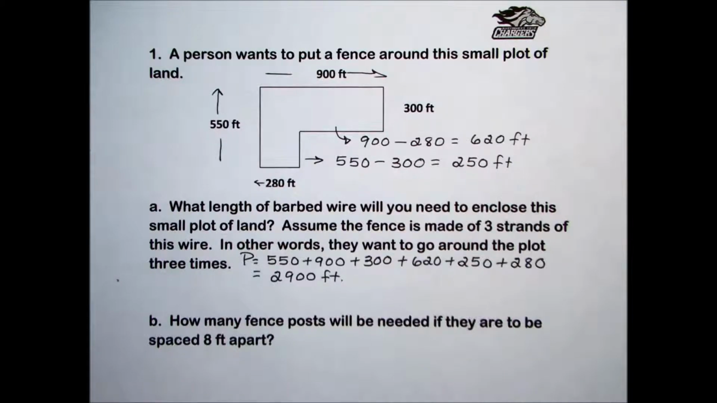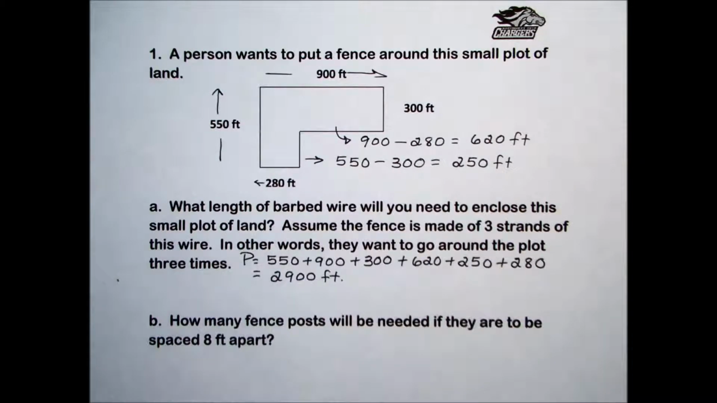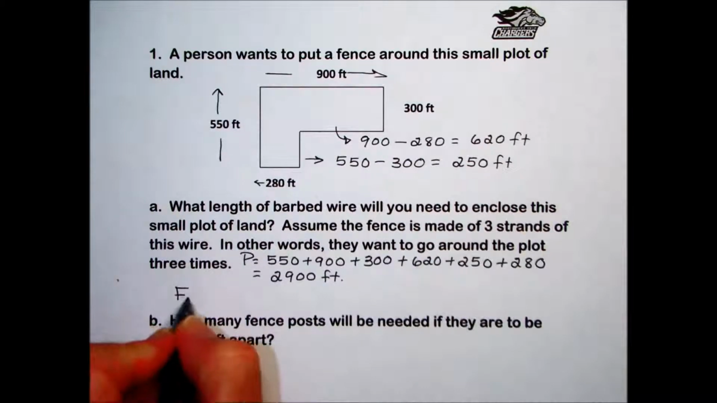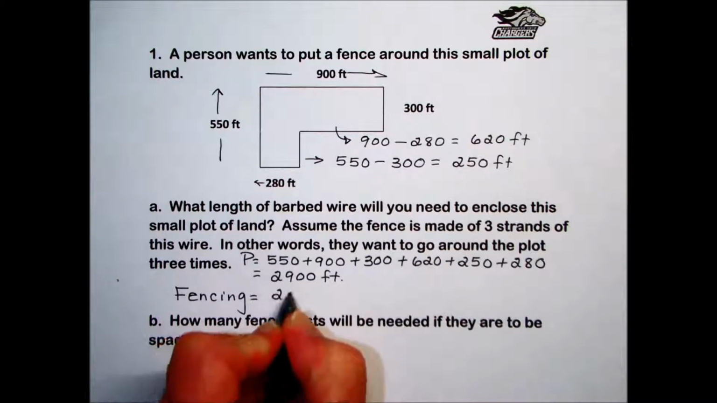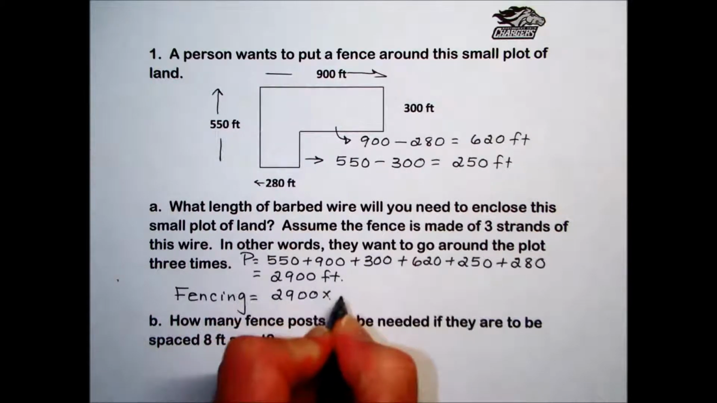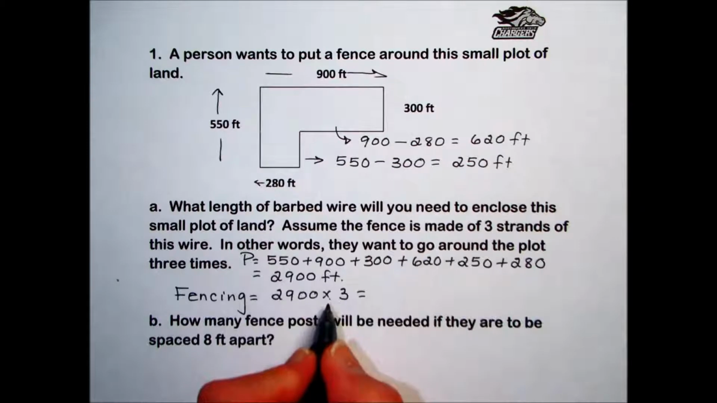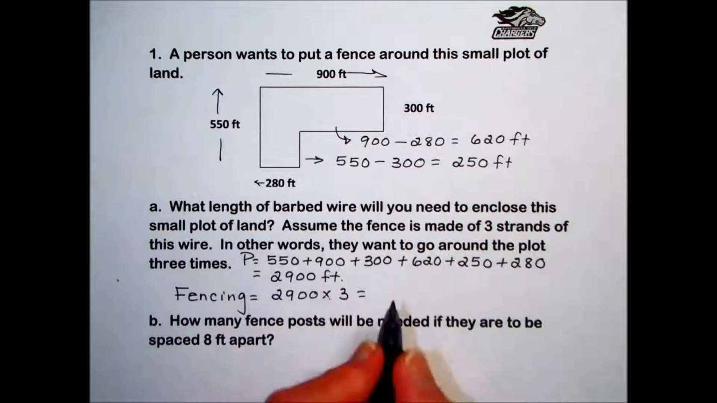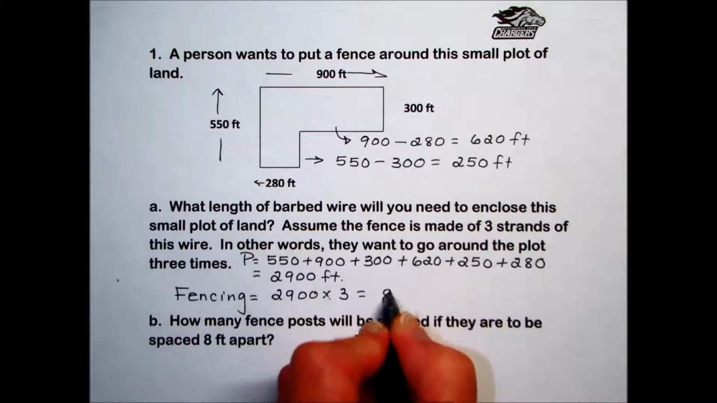In word problems, it's always a good idea to make sure you answer the question, and in this problem, it's telling us that they're going to go around 3 times. For the fence material needed, we will have to take that perimeter that we just found and times it by 3. Felt like we were done, but we hadn't answered the question by just finding the perimeter. Our final answer then will be the perimeter times 3, to give us 8,700 feet.